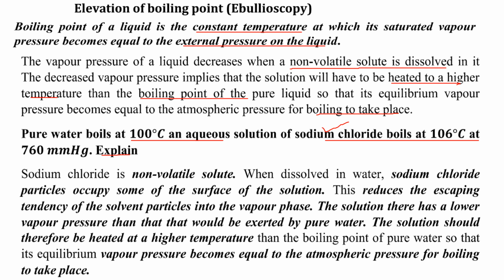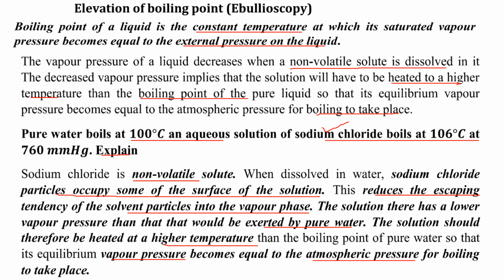So let's look at the reason. We are saying that sodium chloride is a non-volatile solid. When dissolved in water, sodium chloride particles are going to occupy some of the surface of this solution, which in turn is going to reduce the escaping tendency of these solvent particles into the vapor phase. Now you see that the solution has a lower vapor pressure than would be exerted by pure water. Now you're saying that the solution should therefore be heated to a higher temperature than its boiling point, so that the vapor pressure of the solution becomes equal to that of the atmospheric pressure for boiling to take place. Remember that for boiling to take place, equilibrium must be created between the vapor exerted by the solvent and the atmospheric pressure.